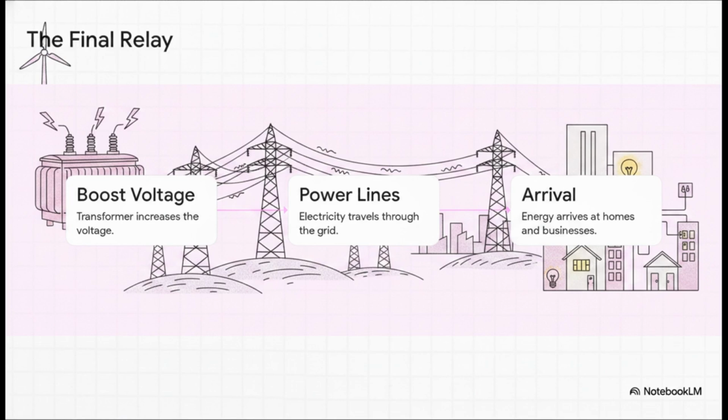Step 1, the transformer boosts the voltage right down near the base of the turbine. Step 2, that high-voltage electricity merges straight onto the vast network of power lines spanning across the landscape. And finally, Step 3, the energy arrives directly at our homes and businesses, powering the very screen you're looking at right now, ready to be used at the literal flip of a switch.